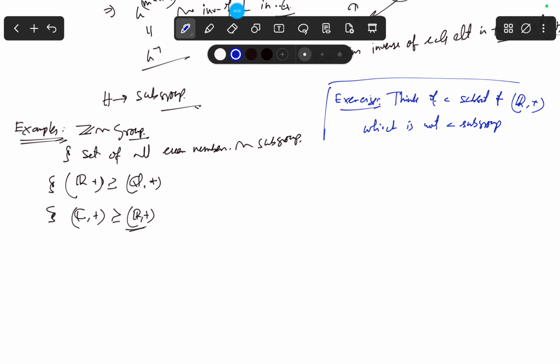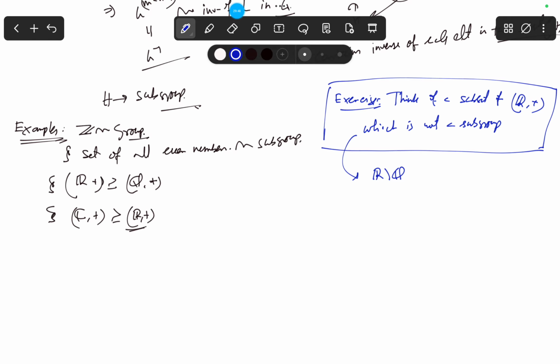I'm pretty sure you will be getting a lot of examples, but just to make this exercise more rigorous, think about R minus Q. Is R minus Q a subgroup or not? Just try to check that. I'm pretty sure that you'll be able to do that.